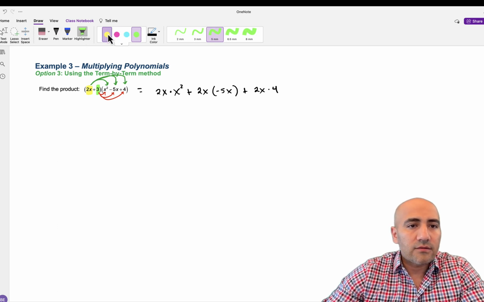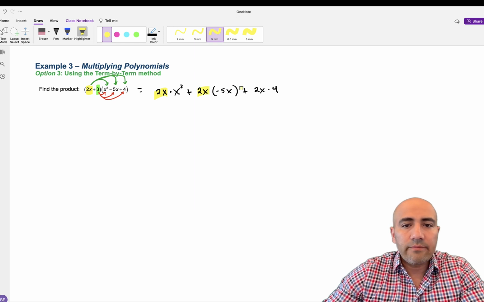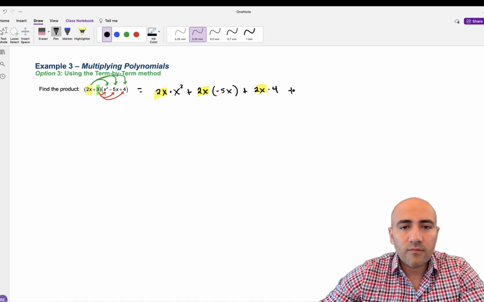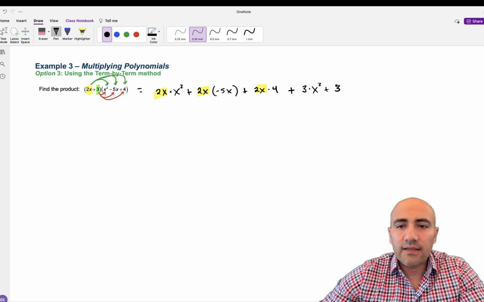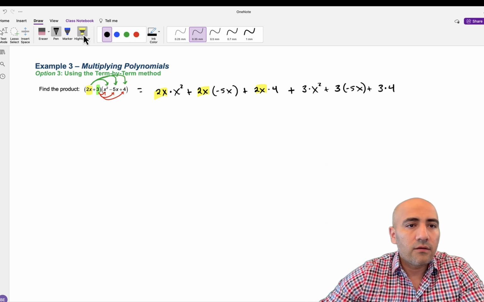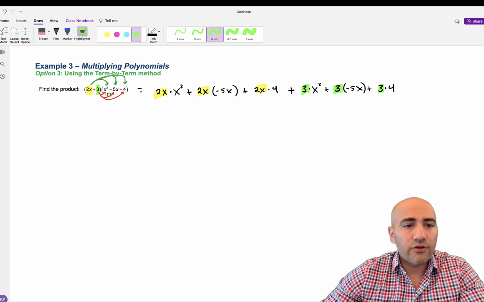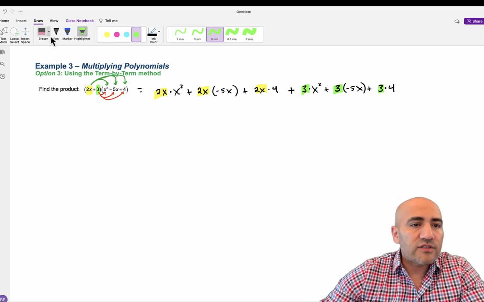Right, so then that's, let me highlight this. This is the 2x being multiplied by each term in the second polynomial. And then we continue that on with plus, and now it's 3 times x squared plus 3 times negative 5x plus, and then 3 times 4. Right? So then here's the 3 being multiplied by each of the terms in the second polynomial. So then we just simplify that.